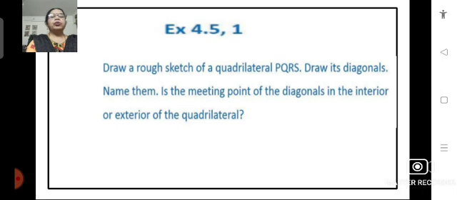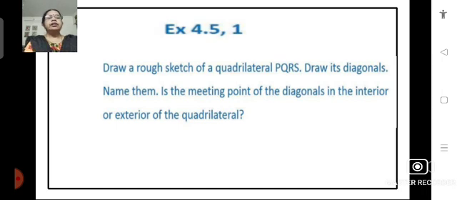Exercise 4.1 or 4.5, question 1. Draw a rough sketch of a quadrilateral PQRS. Draw its diagonals, name them. Is the meeting point of diagonals in the interior or exterior of the quadrilateral? Children, you have learnt about the quadrilaterals.